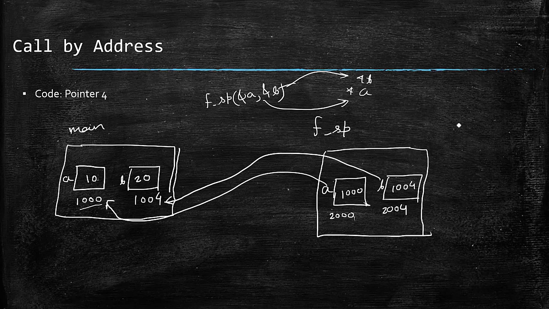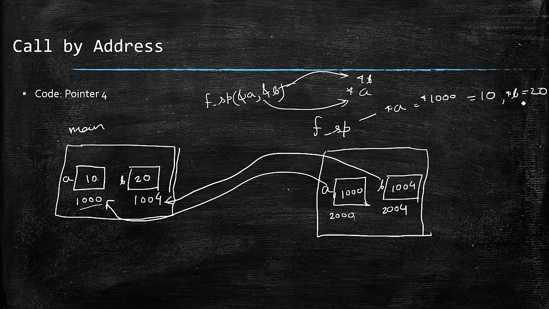Now in the f_sp function, when we are printing the initial value of *A, *A is pointing to the value stored at address 1000. So *A is basically *1000, and this value is 10. Similarly, *B will give me 20.